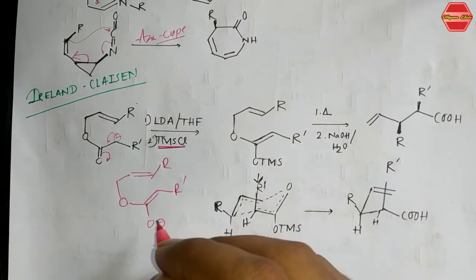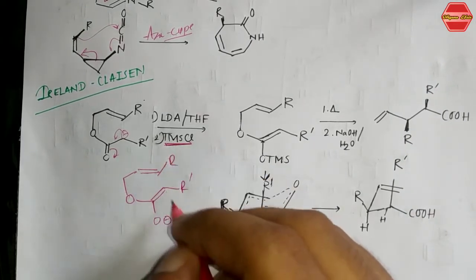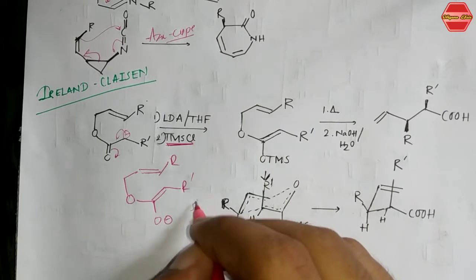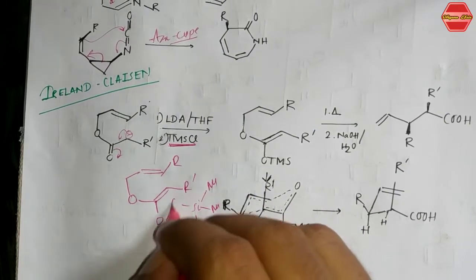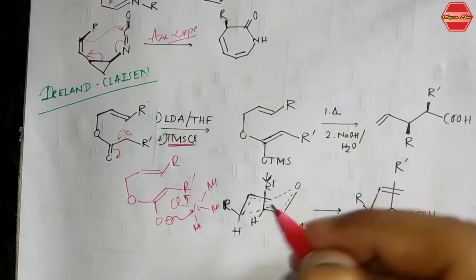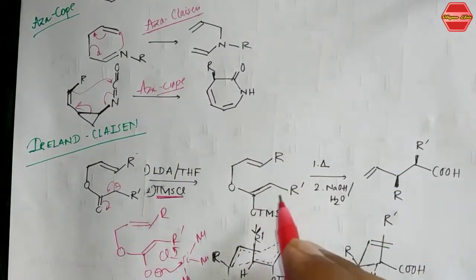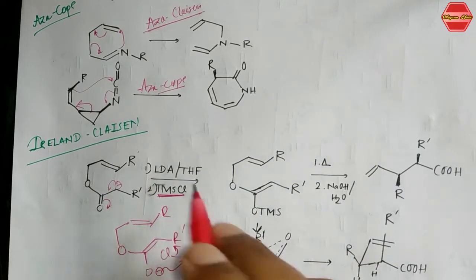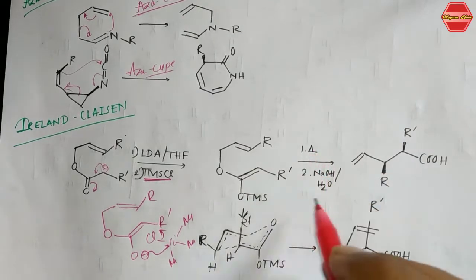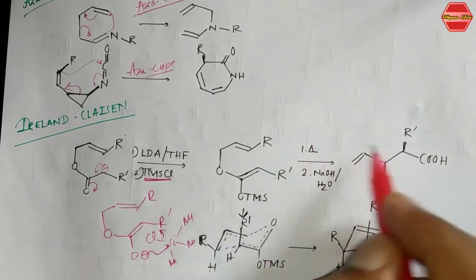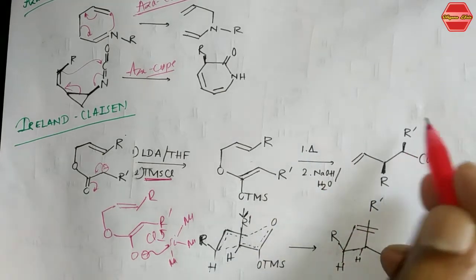Now if you put this TMSCl, this O minus will directly attack the silyl group. So TMSCl is basically this Cl. It will attack over here, and this Cl will leave. So you are getting this TMS. So this is the intermediate basically formed after these two reagent reactions. Now how to get from this one to this one? If you put heat and if you put NaOH, you are getting this kind of product.